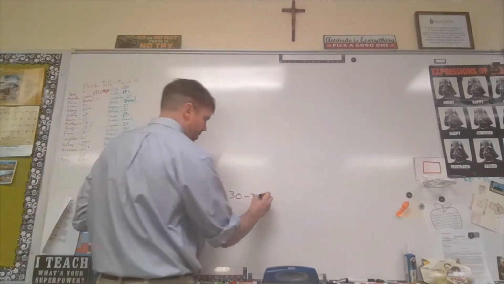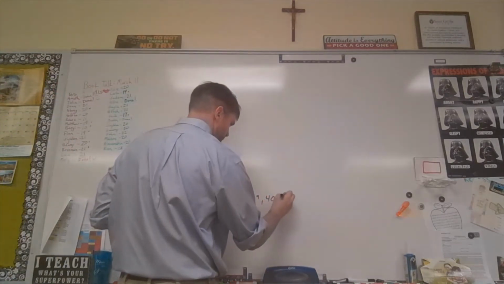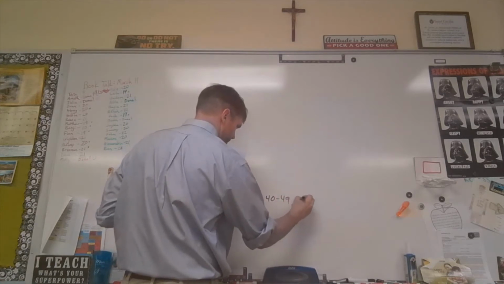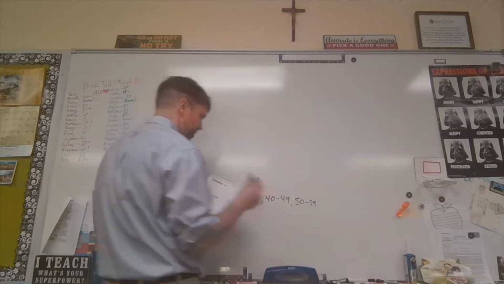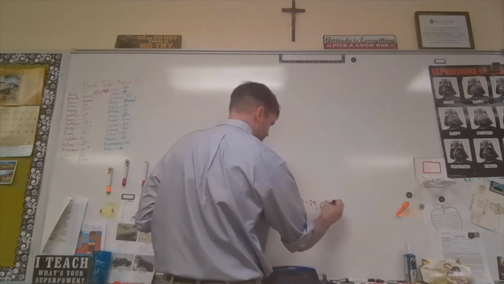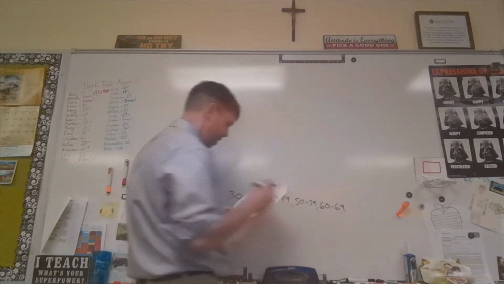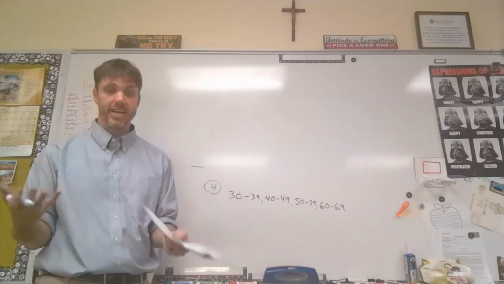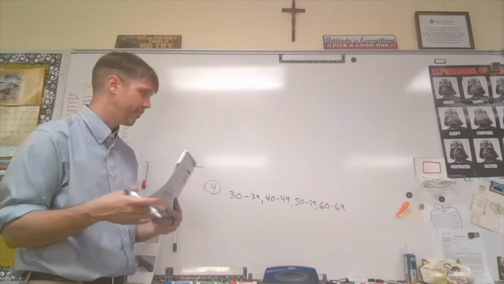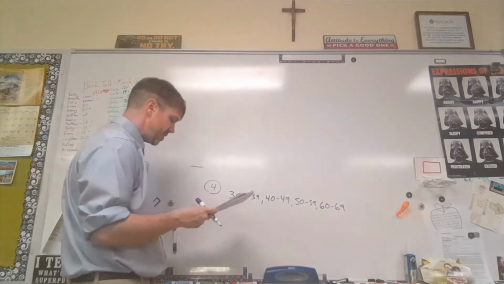So you're going to have 30 to 39, 40 to 49, 50 to 59, and we have some in the 60s, so we go 60 to 69. And then if you look at those numbers, there are none that fall in the 70s, so you don't have to worry about that. So that's number 4.